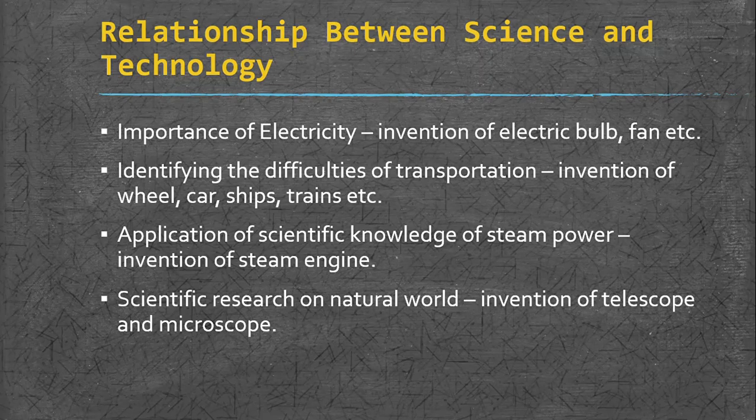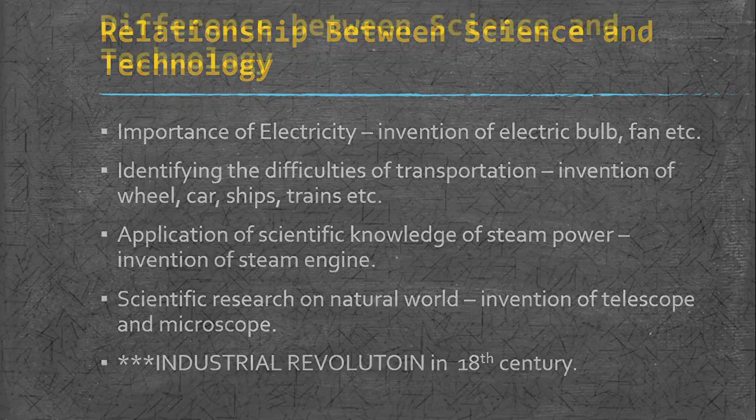And this is the advanced technology that has been used in scientific research to find out new knowledge. So this is how science and technology are related to each other. Science depends on technology as well as technology depends on science.